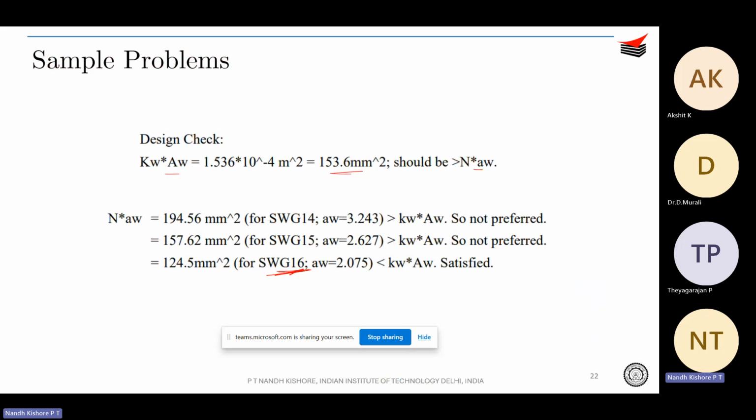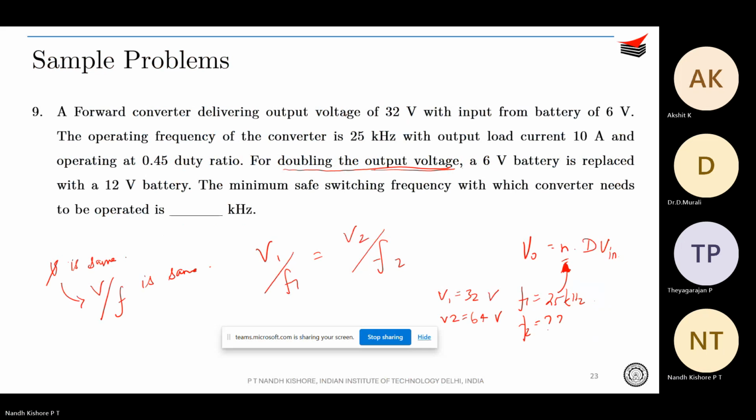So for step one, inductor design. Step two, core selection by calculating the area product. Step three, wire gauge selection by calculating the wire gauge and the number of turns, and ensuring this condition is satisfied. So number of turns is root over L by permeance. That is a standard relation that you need to just internalize.